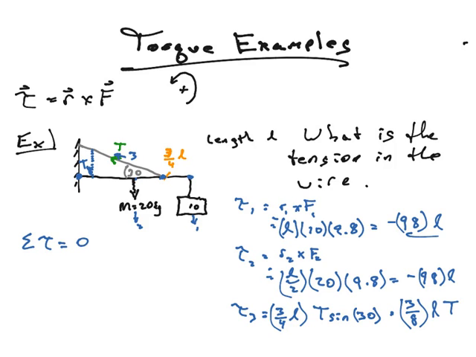Now notice I don't multiply by 9.8 here. In the other two I did. Why don't I multiply by 9.8? Well, the reason is because in the other two, torque 1 and torque 2, I was given the mass. But what I need is the force, and force is mg. So I take the mass times g to give me the force.